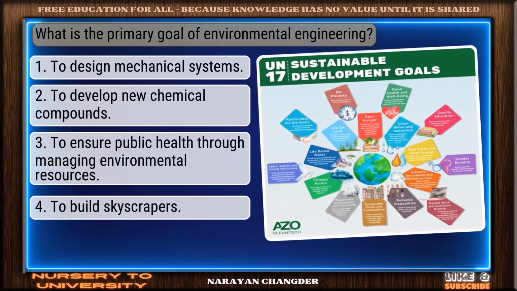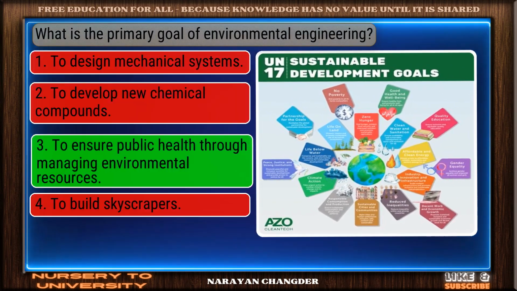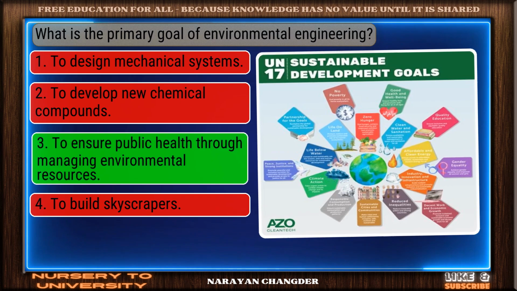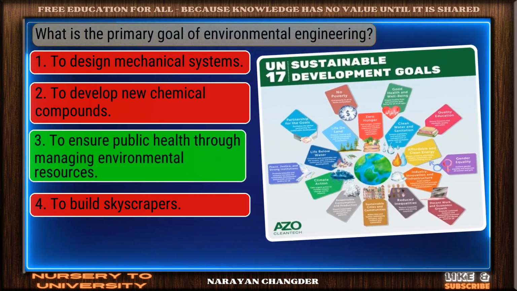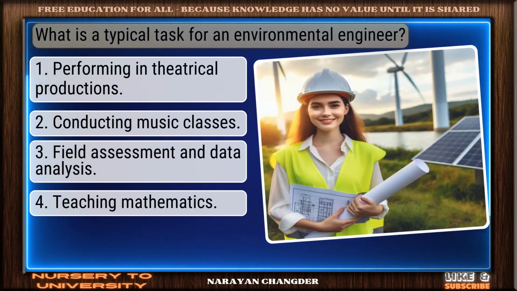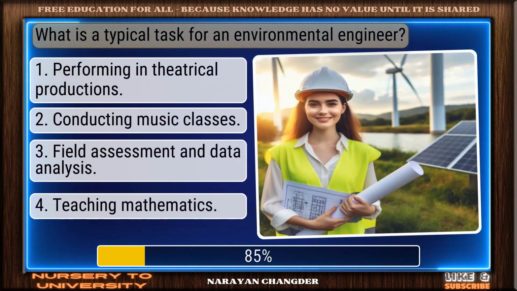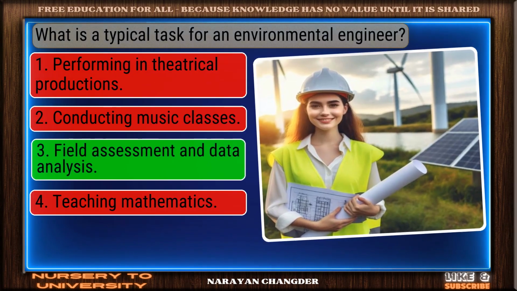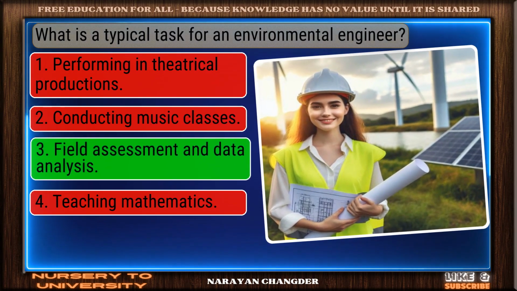What is the primary goal of environmental engineering? Correct response. To ensure public health through managing environmental resources is the most accurate answer. What is a typical task for an environmental engineer? You're right. Field assessment and data analysis is the correct answer.